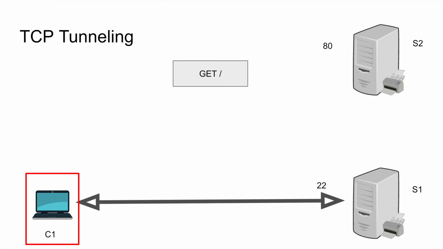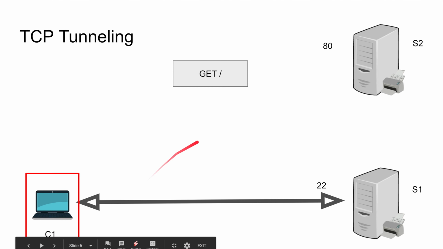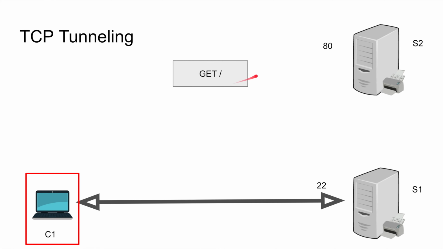So what you do normally as C1 here, as a client, you make your request normally. Get /, I want the index.html. And this request is addressed for S2. You make your request as if it's addressed to S2. This is the TCP packet, and this is going to port 80. That's the server that's running this thing.